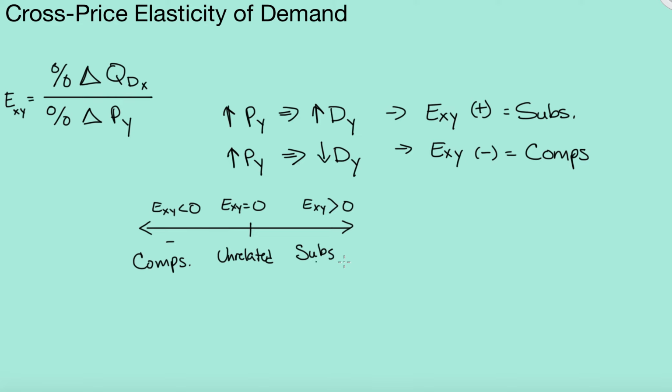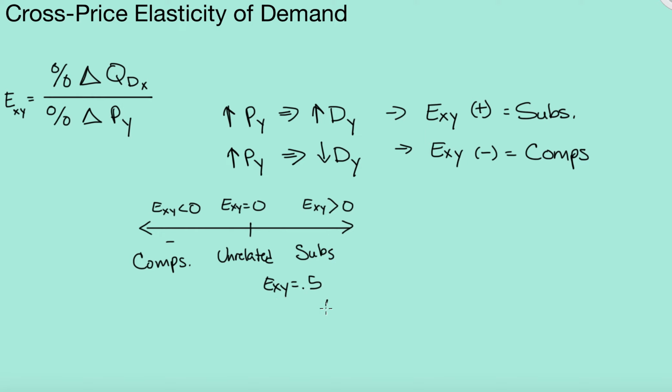Now, the larger the number in real terms, the closer the substitute or the complement. So over here, if we have a good or service that has a cross-price elasticity of 0.5, what that tells us is that the two goods are substitutes, and for every 1% increase in price, it's going to cause a 0.5% increase in demand of the other good. So they're substitutes, they're not super close substitutes.